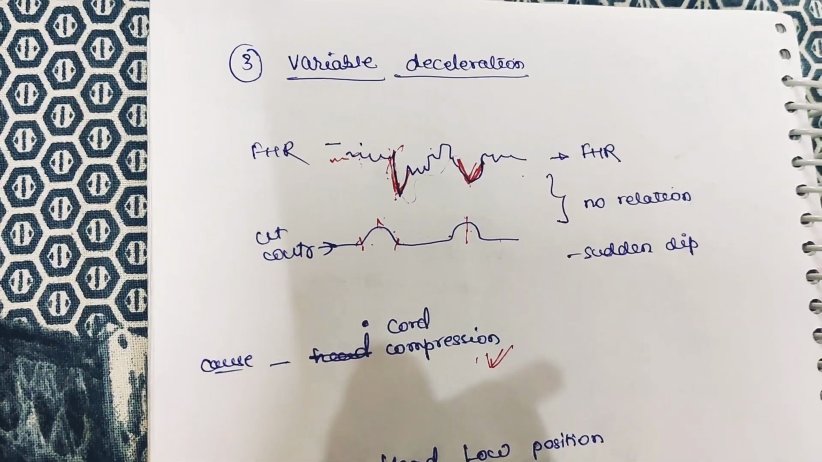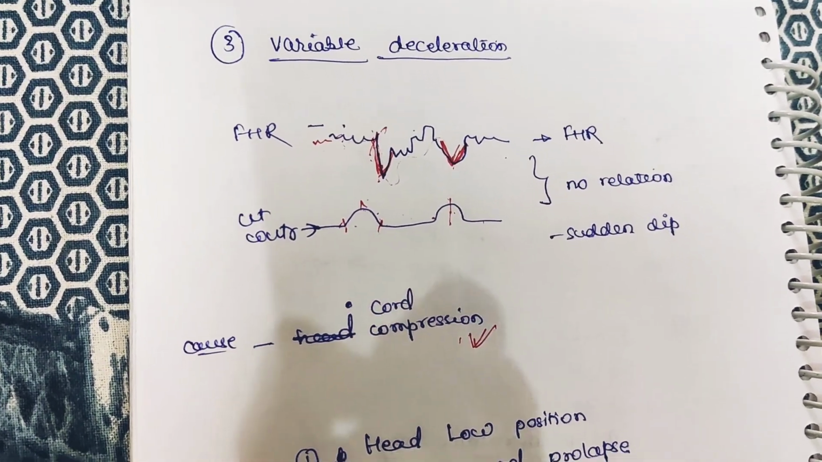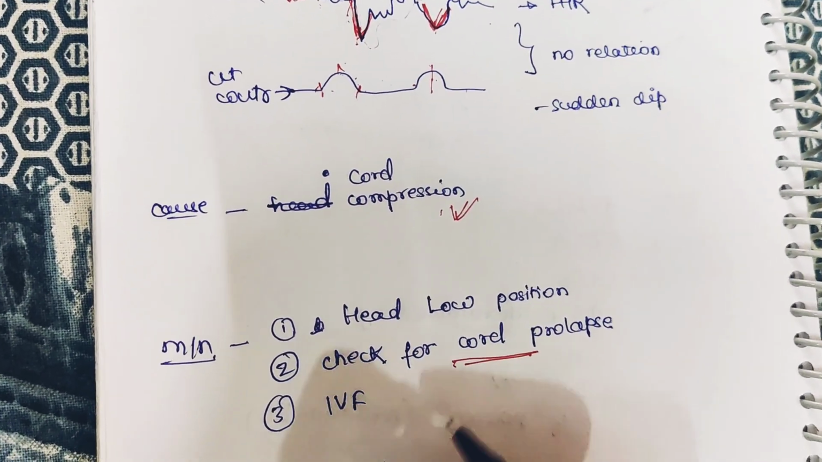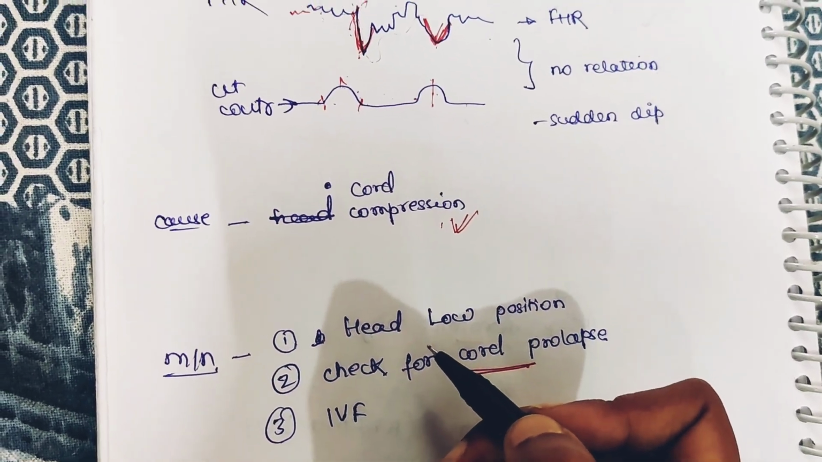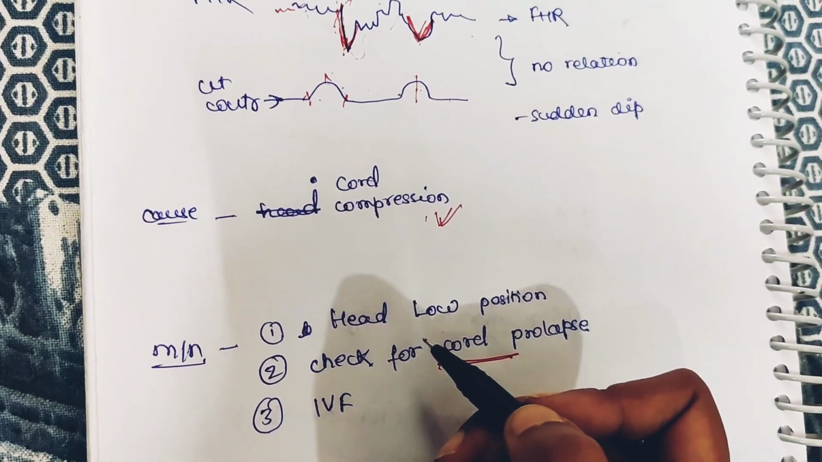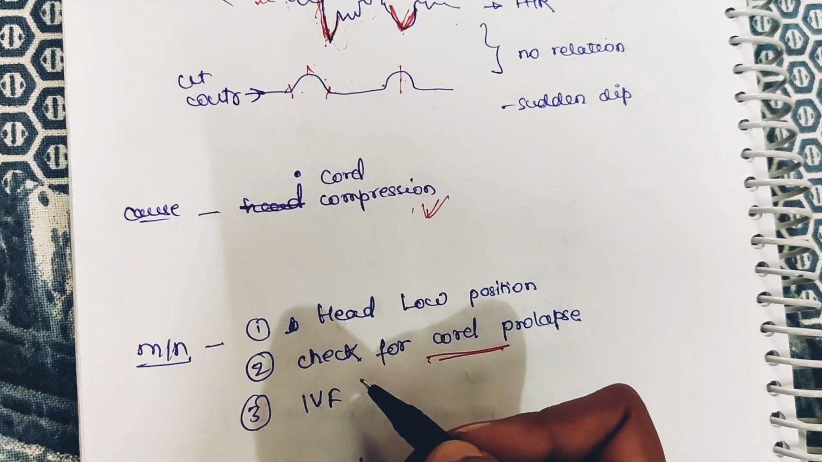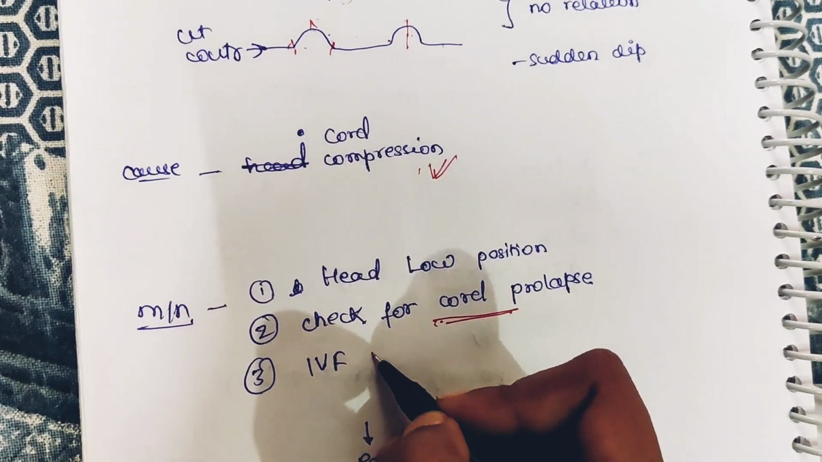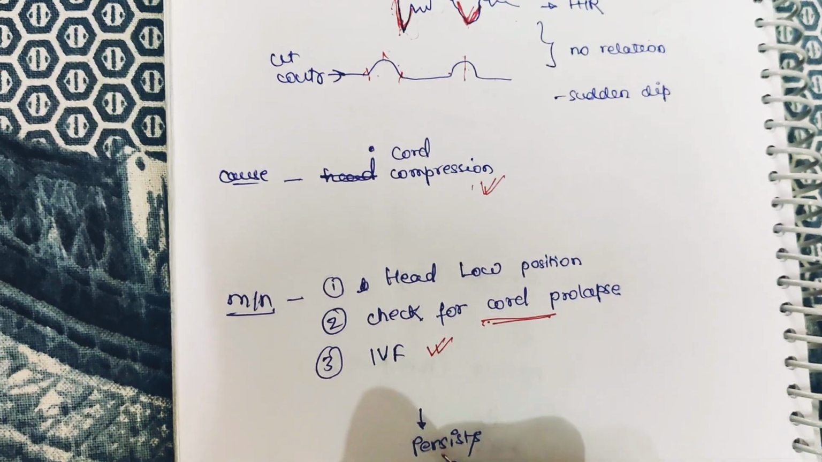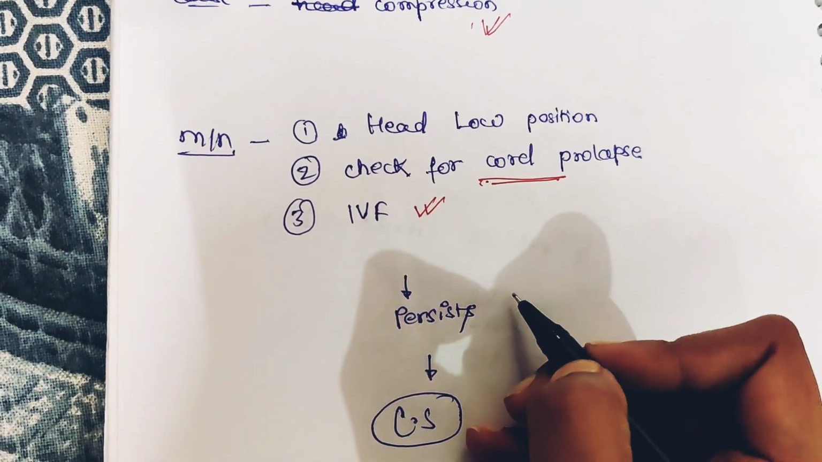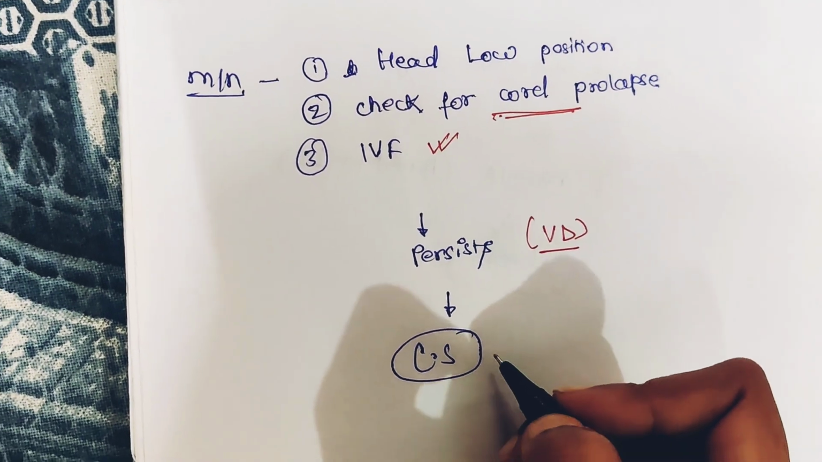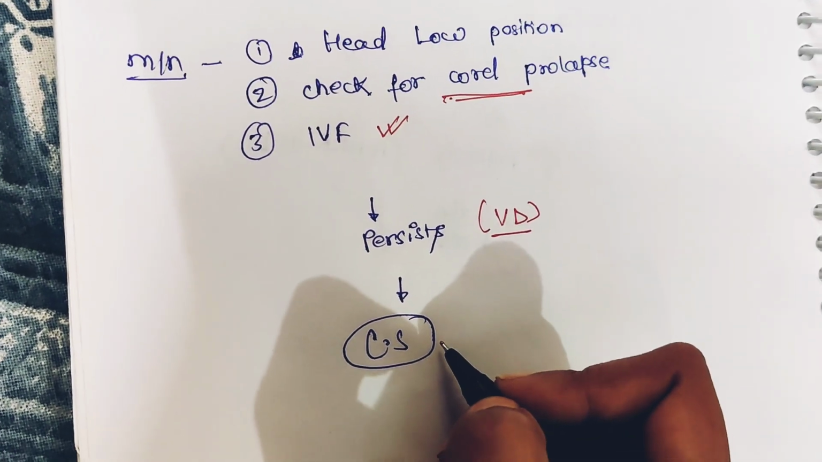So how will you manage if you see variable deceleration in CTG? We can manage the patient by putting the patient in head low position. Putting the patient in head low position decreases the probability of cord compression, if any, and we will check for cord prolapse by doing PV, and also we will connect IV fluids. If the cord compression still persists, if the variable deceleration persists, we can say it is persistent variable deceleration, and we will do the prompt delivery by cesarean.